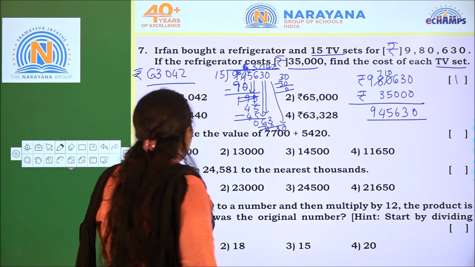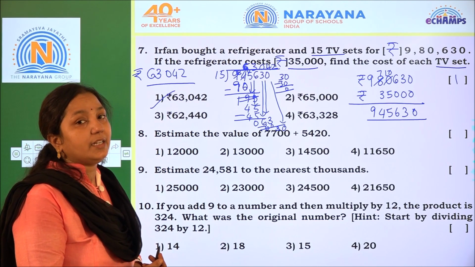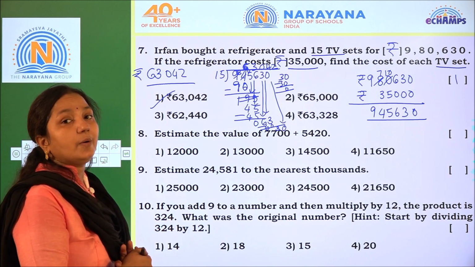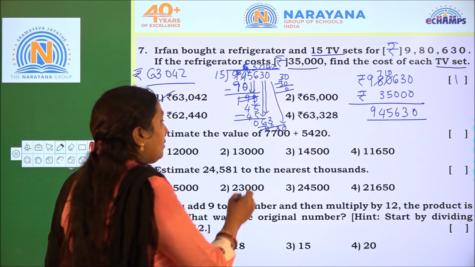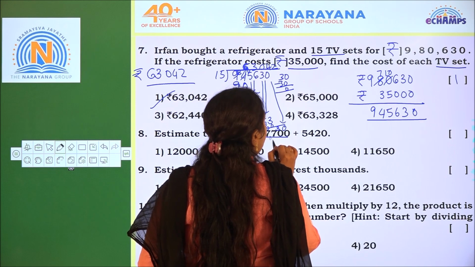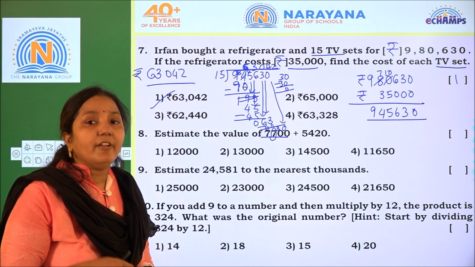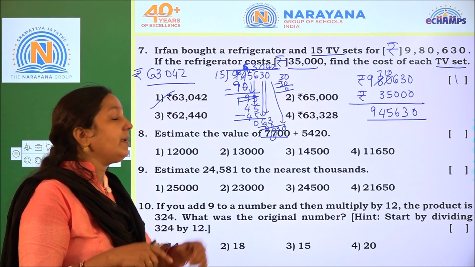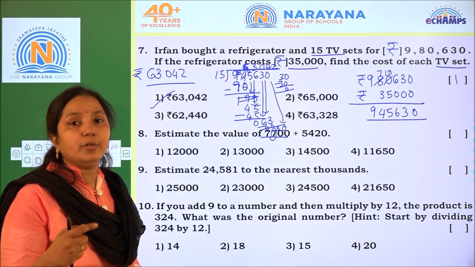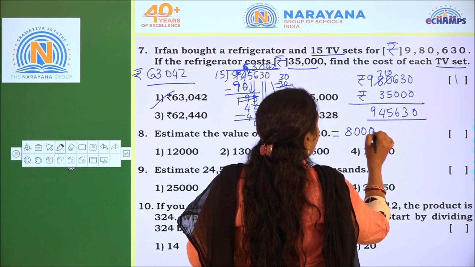Option 1. Next one, estimate the value of 7,700 plus 5,420. So what do we have to do? We have to estimate the value. That means we have to take the nearest thousands because thousands are there here. 7,700: what is in the hundreds place? 7. 7 means below 5 or above 5? Above 5. That means the number is in between 7,000 and 8,000. Above 5 means we have to take the higher thousand. The nearest thousand is 8,000.